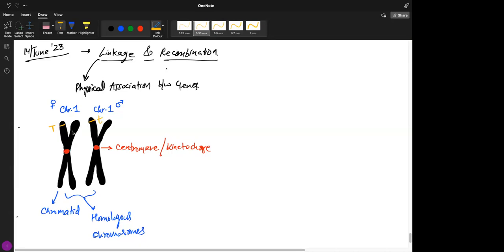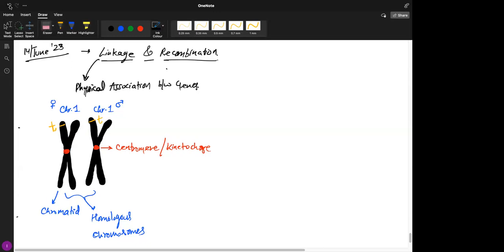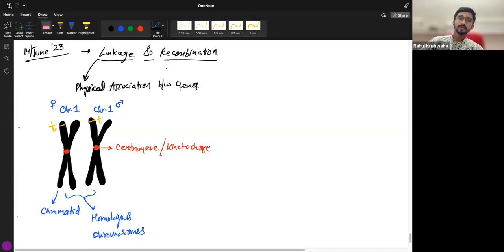Heterozygous tall. Heterozygous tall. And if this one is small t, then homozygous dwarf. Perfect. Dwarf are always homozygous. So do you understand that the gene for height is present at the same position?